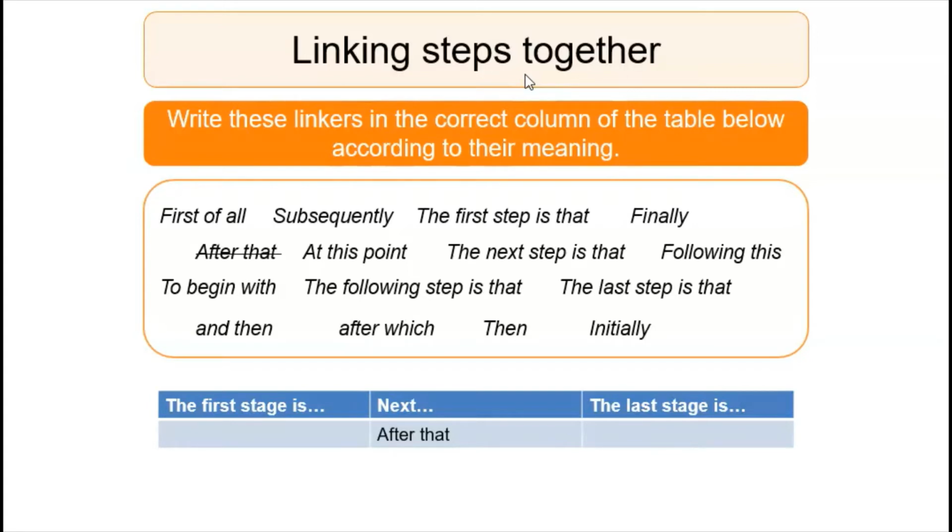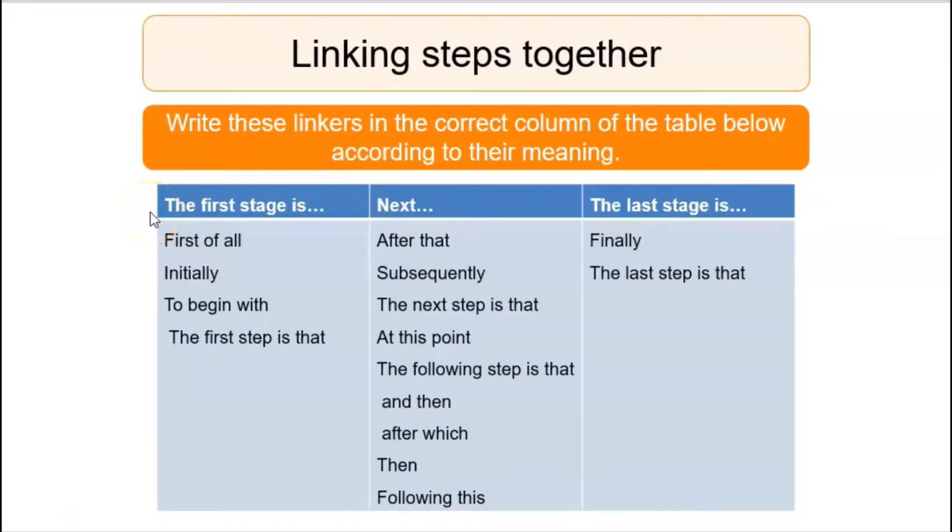Okay, so a little exercise for this. Write these linkers in the correct column of the table below according to their meaning. So we have three columns: the first stage is, next, and the last stage is. For example, after that means next. Can you do the same for the other linkers? Pause the video and we'll check together in a couple of minutes.